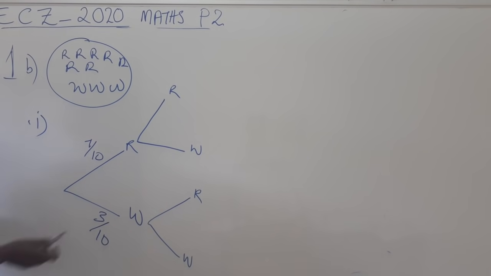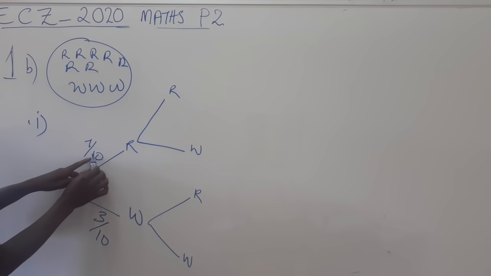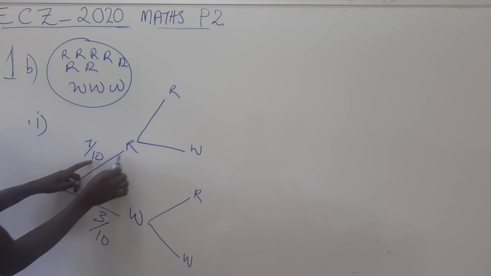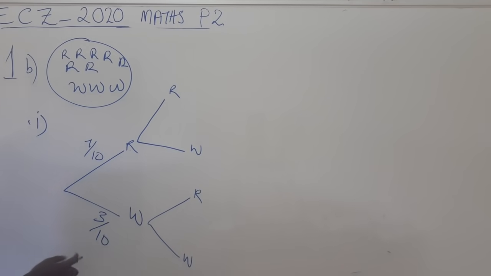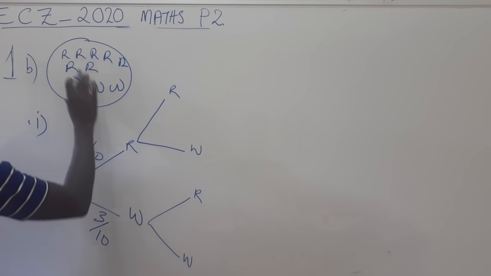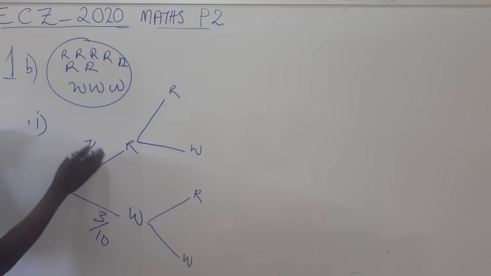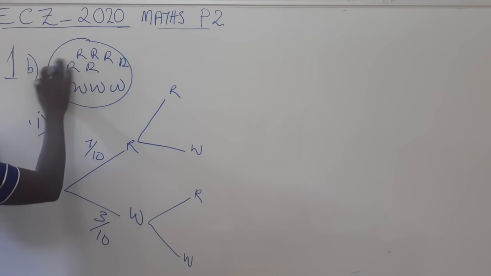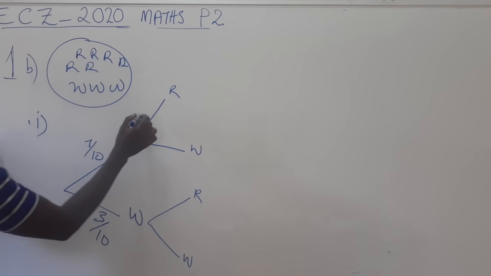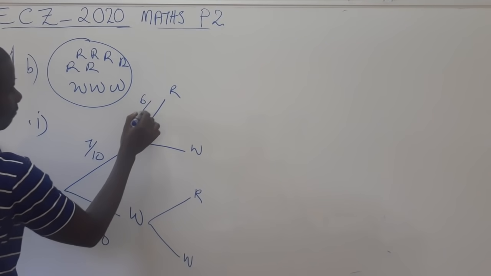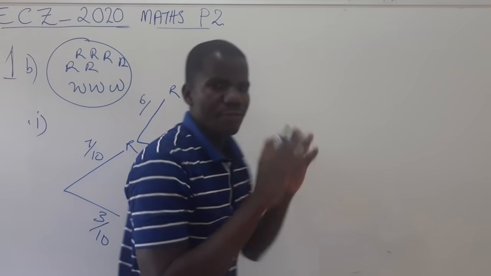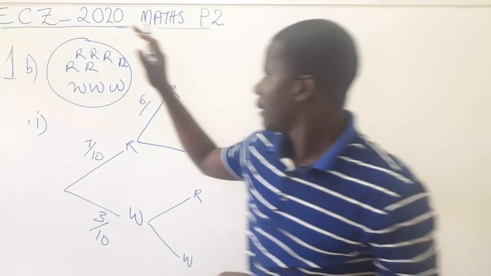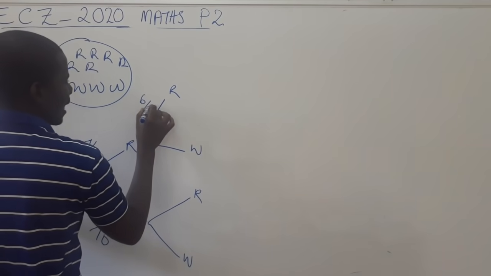Okay? So, we are saying, if the first ball that was picked is red, what is the probability that the second ball is also going to be red? Okay? So, what are we seeing here? If the first one that was picked is red, it means the red balls have reduced from 7 to 6. So now we have 6 over 9, because the total number of balls in the box has also reduced from 10 to 9.